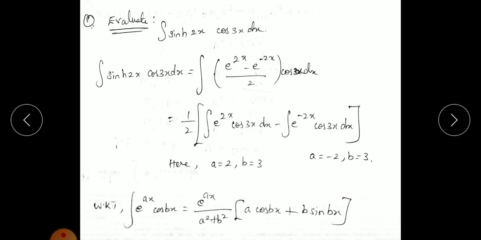Now we have seen in the last class the exponential form, exponential functions. We had seen the integral of e power ax into cos bx, the odd and even function part 3 formula. There, the integral of e power ax cos bx equals e power ax by a squared plus b squared into a cos bx plus b sin bx. In that formula we are going to substitute.